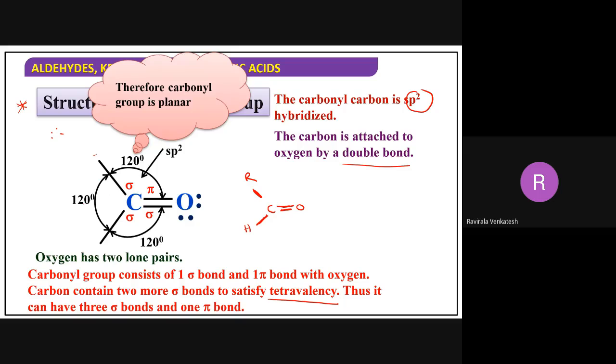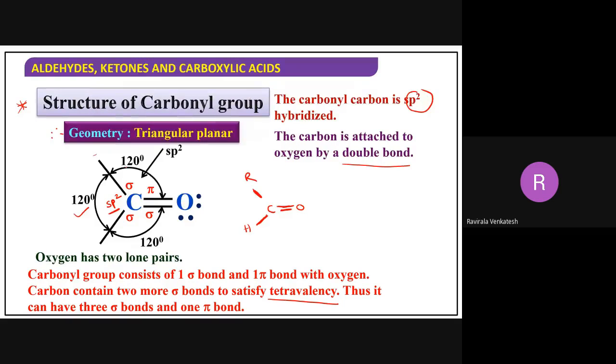The bond angle here is 120 degrees. Why? Because with sp2 hybridization, the bond angle is 120 degrees. And the shape, for any sp2 hybridized carbon, not only this one, will be trigonal planar. Trigonal planar means it is a plane. One group is here, another here, all in the same plane only, one on the left side and one on the right side.